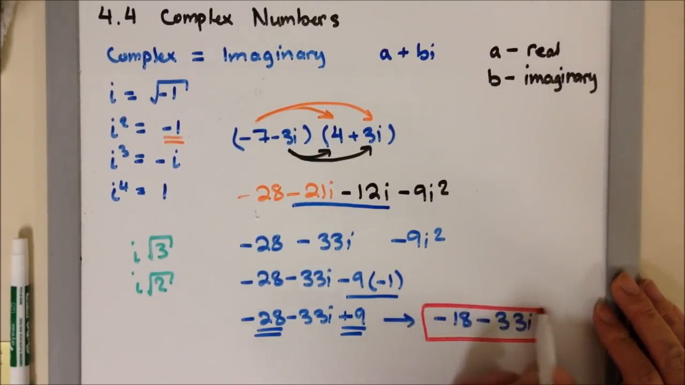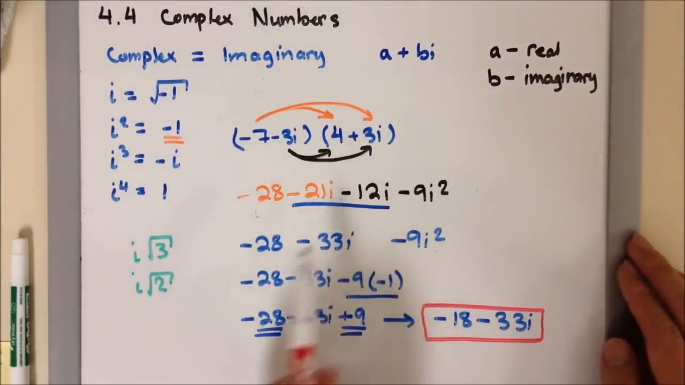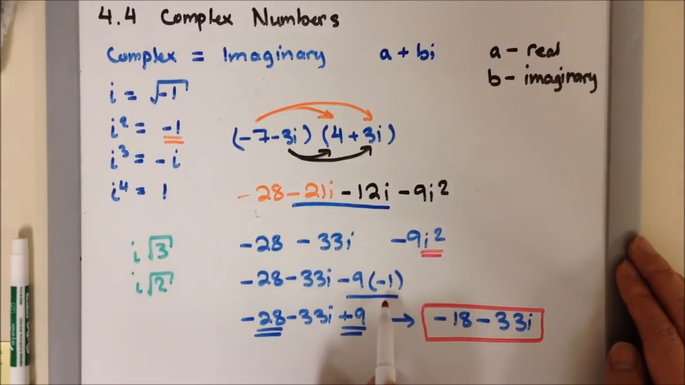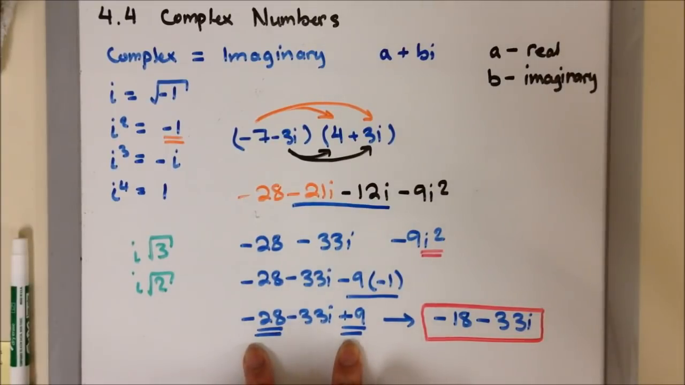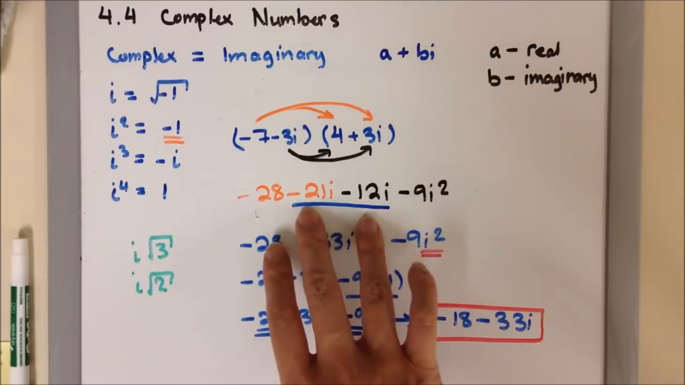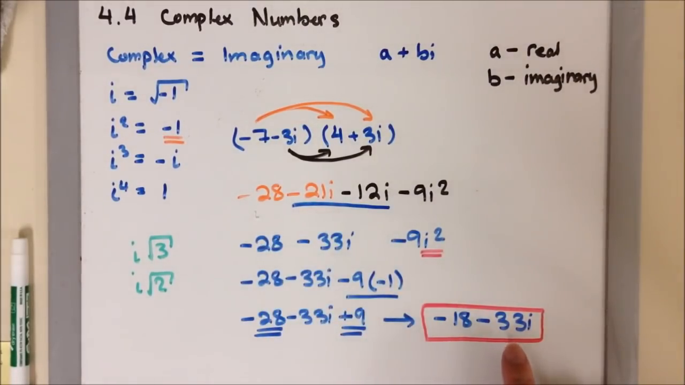So again, what I did was FOIL. Then I combined my i's like terms, and I switched out my i squared with negative 1. And then, when I finished multiplying negative 9 with negative 1, it became positive 9. I combined it with my real number, which is negative 28. That's how I got negative 19. And then I got negative 33i by combining like terms, so negative 21i minus 12i, which was negative 33i.